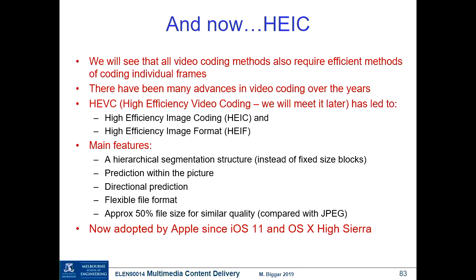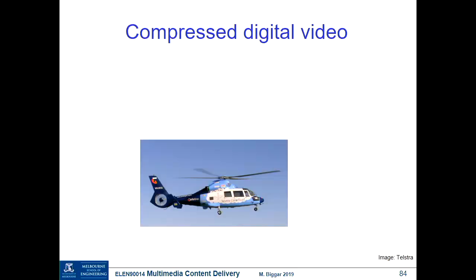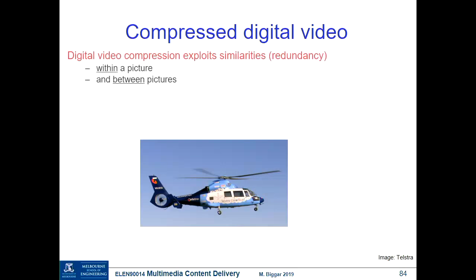Okay, so that's largely completed the discussion about compressing images, or compression generally, and particularly looking at images. So the next thing to do is think about compressing digital video. In the case of video compression, we want to again exploit similarities or correlation, not just within a picture, but also between pictures.